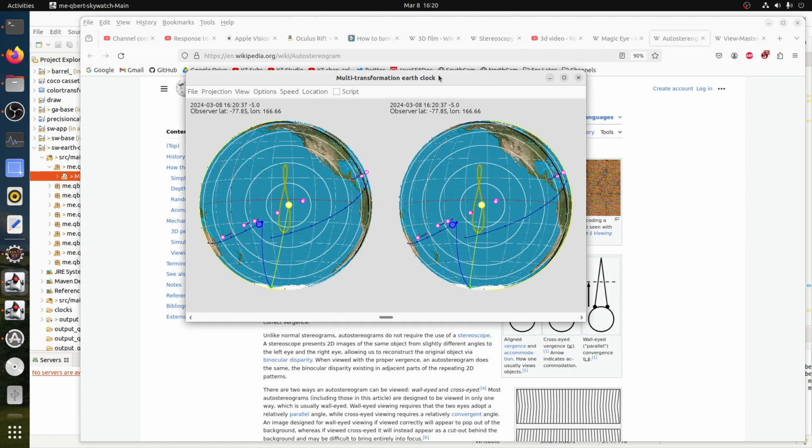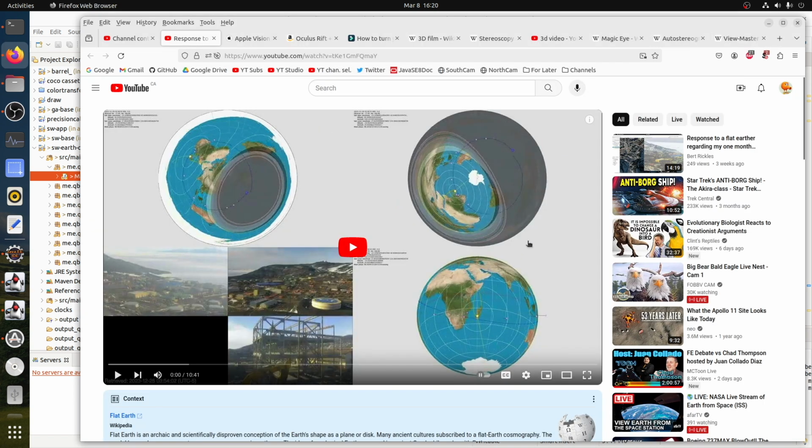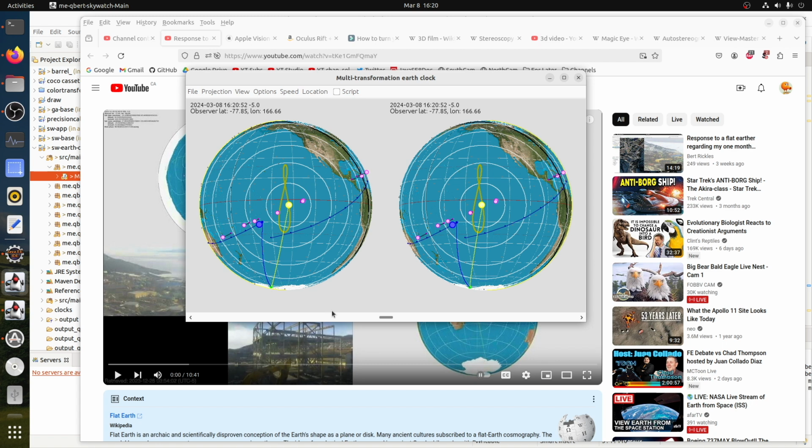Once I had that in place, I was able to rerun the script that I had generated for these renderings, and I was able to create a stereoscopic video, not only where the sun is overhead, but also from the perspective of McMurdo Station.